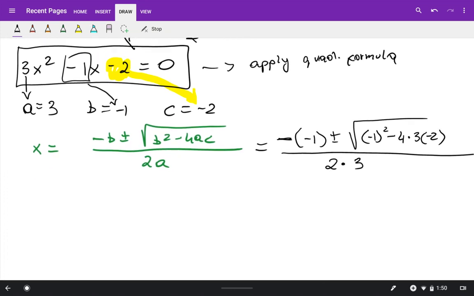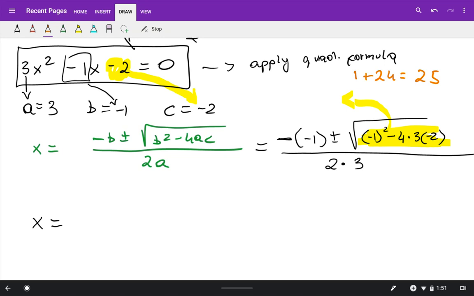Okay, so let's simplify. So like I mentioned before, guys, the first thing you want to do is simplify that discriminant, okay? So the discriminant, I'm going to show work here. Let's simplify that. So we have -1 to a second power, which will give you 1. Minus 4 times 3 times -2, so this is positive. 4 times 3, it's 12, times 2, 24. So we end up with 25. Okay, so the discriminant is positive, so we'll end up with 2 solutions.